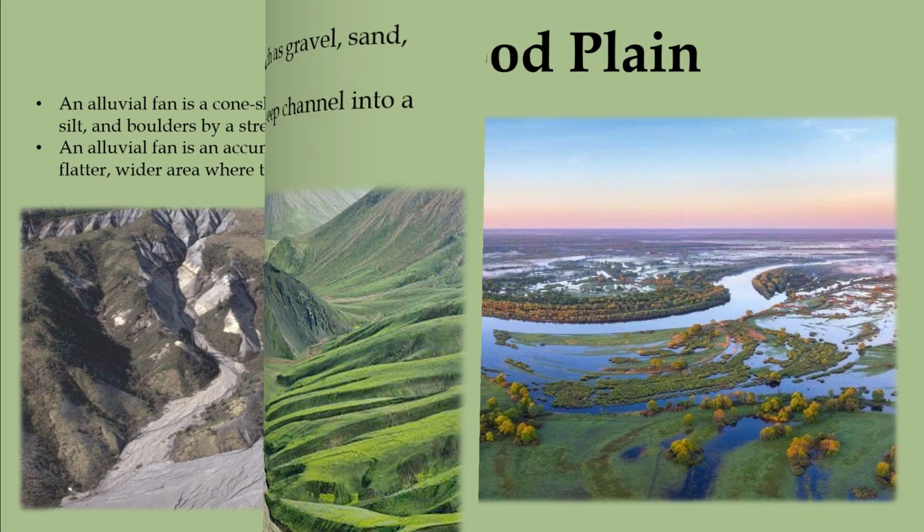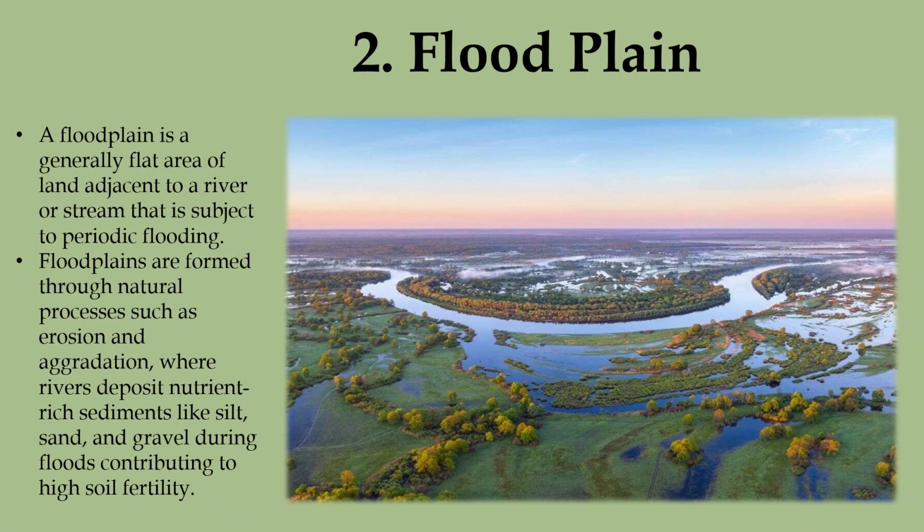The second type of landform, which is created by a river in its middle course, is a floodplain. A floodplain is a flat area of land adjacent to a river or a stream that is subject to periodic flooding.